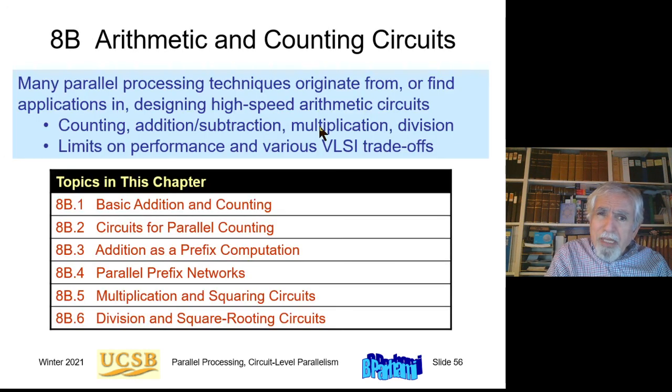So that's it for today. Next lecture, I will cover chapters 8b and 8c. I will go rather quickly through them, and that lecture will conclude our discussion of part 8 of the textbook.